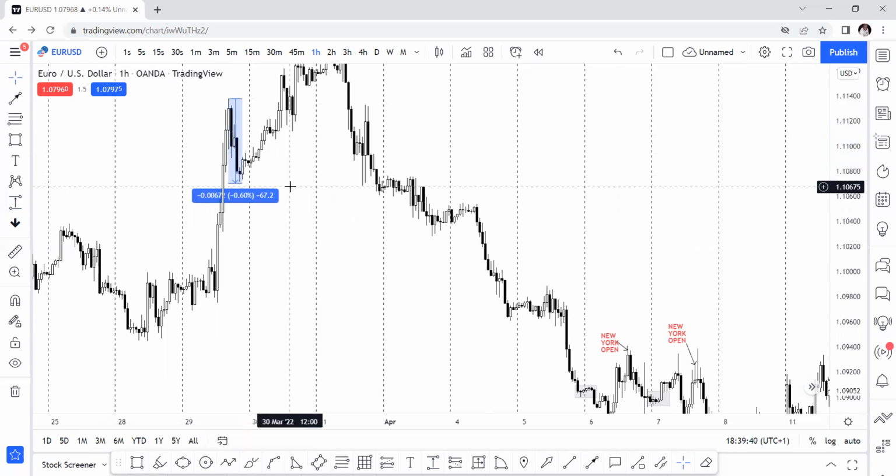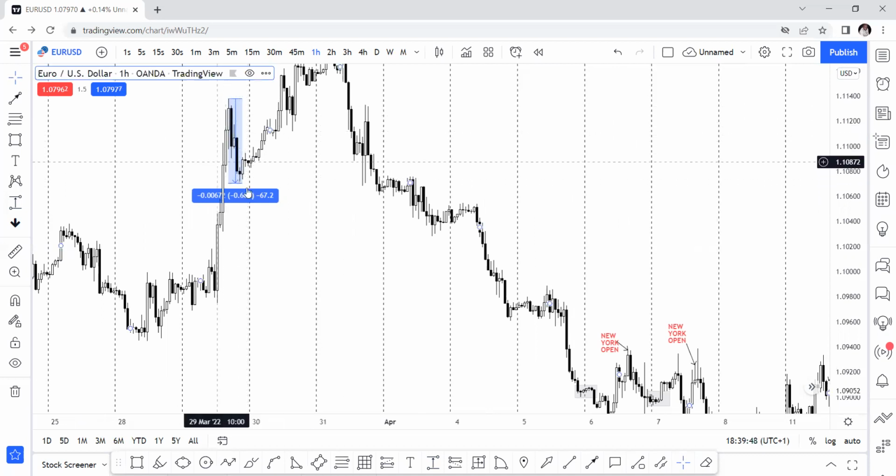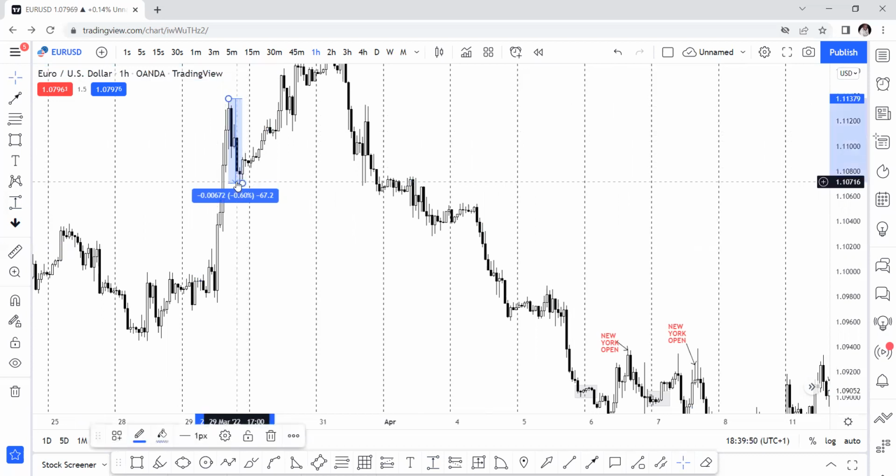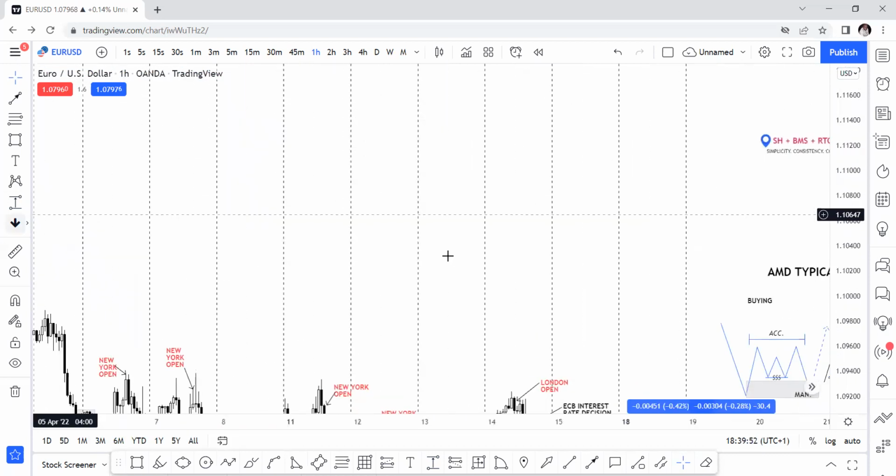67 pips from this 1300 and downward. So you can see, whatever happened in the past usually repeats itself. That is for sure. So that is that.